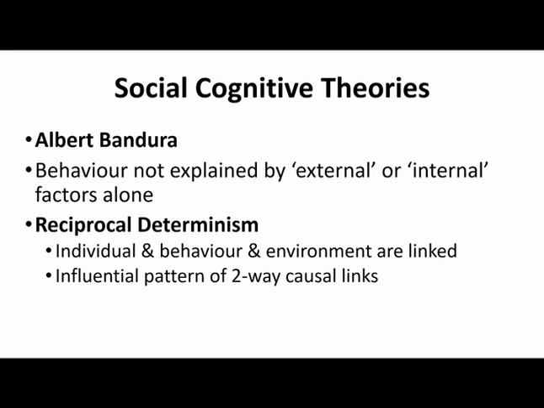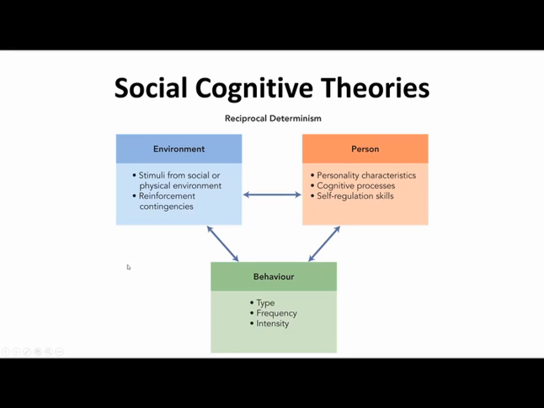And this reciprocal determinism is basically the idea that the individual, their behavior, and their environment are all linked and influenced in a pattern of two-way causal links, which is a lot easier to visualize when we look at the image that accompanies it. So we have this individual, so their individual personality characteristics, their cognitive processes, and their self-regulation skills. And there's this two-way interaction between that individual and their environment. And their environment can include stimuli from social or physical environment, so coming from other people or physical things within the environment.